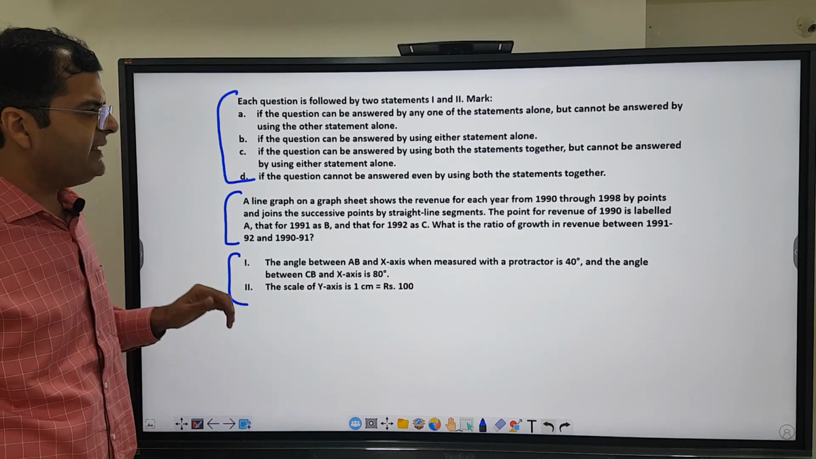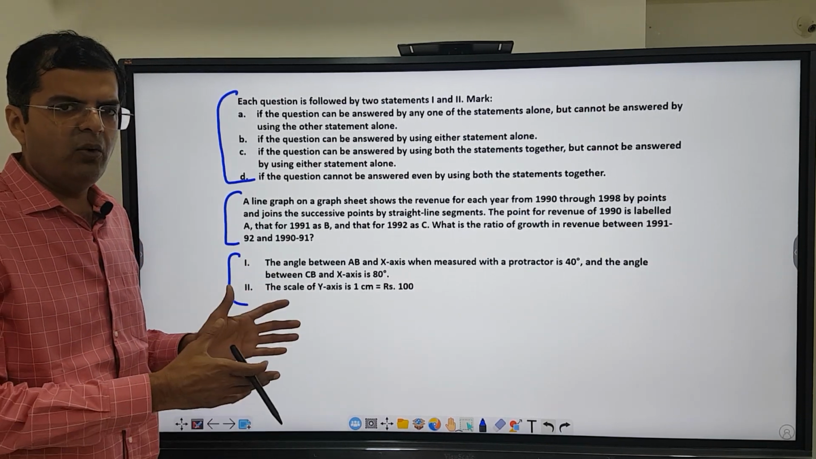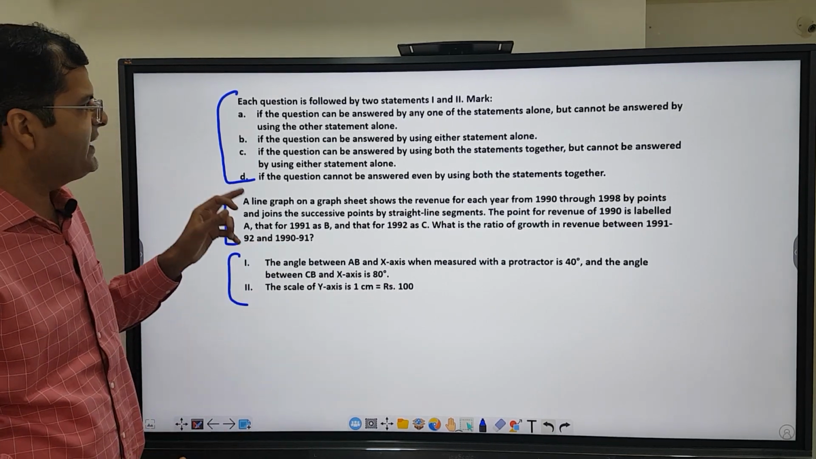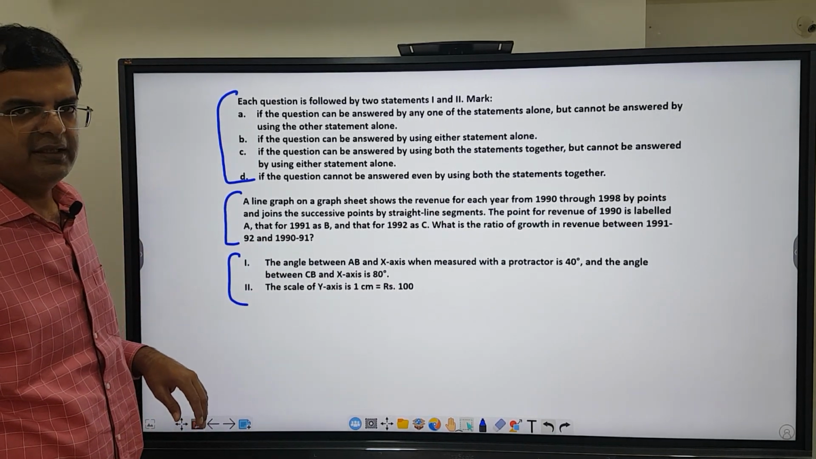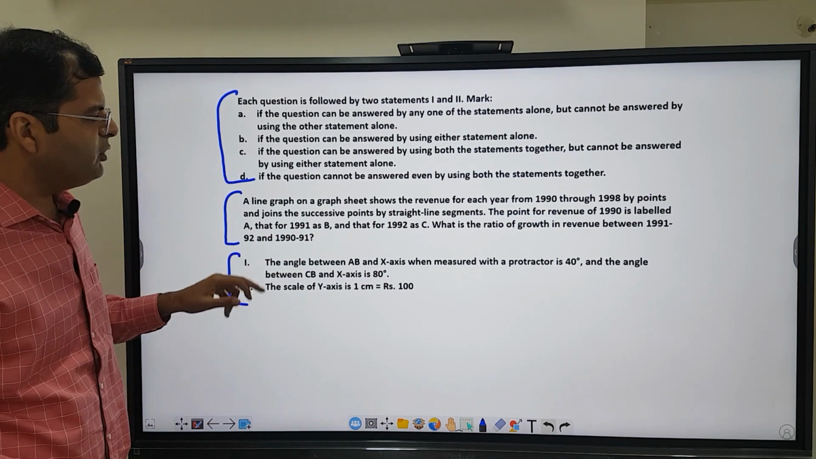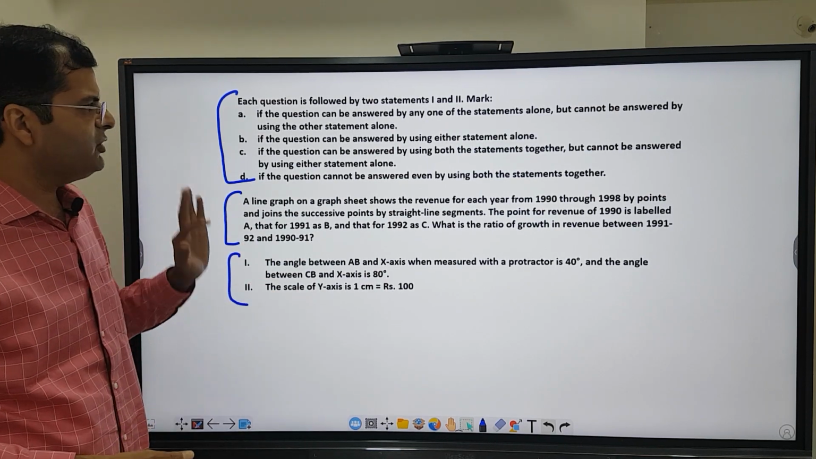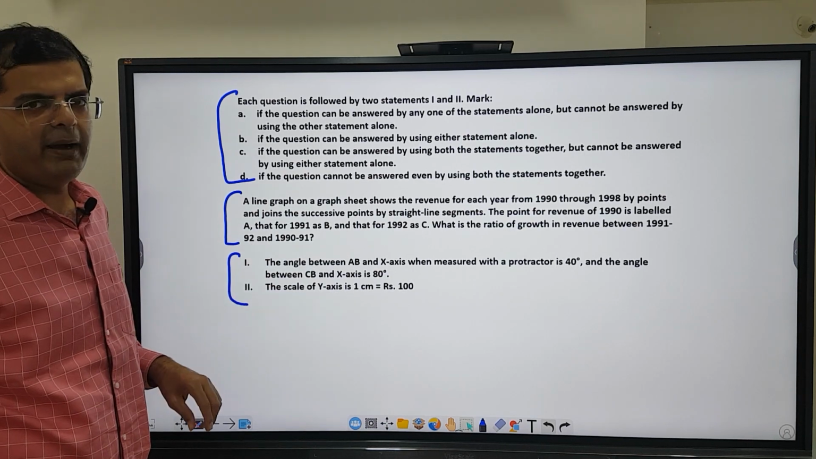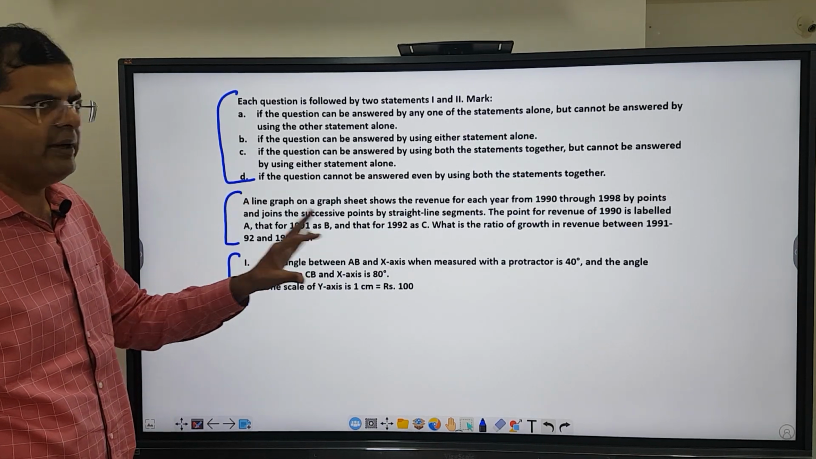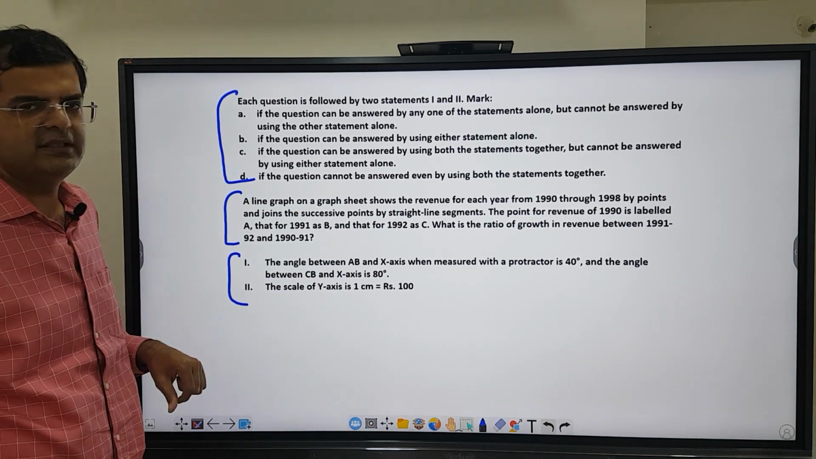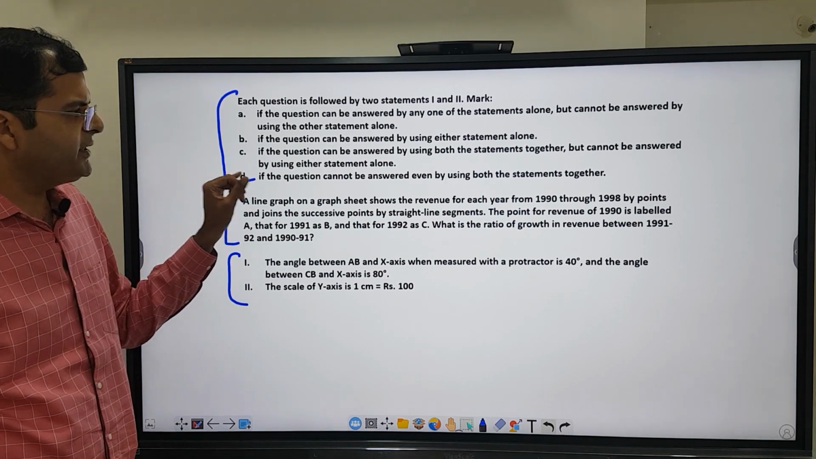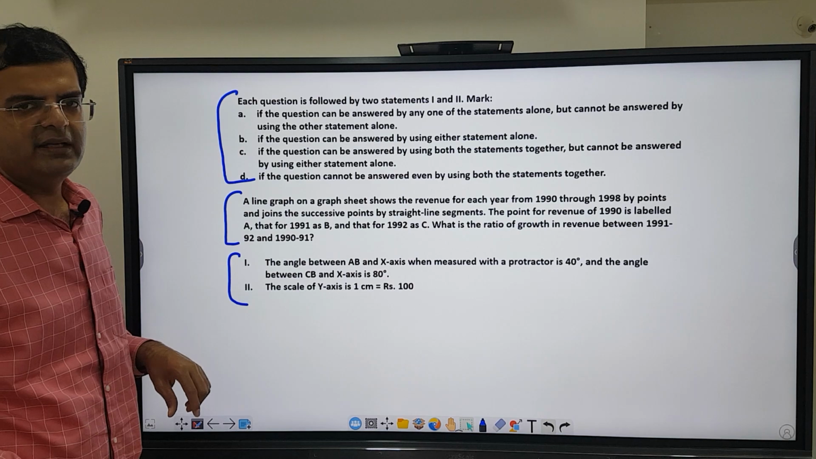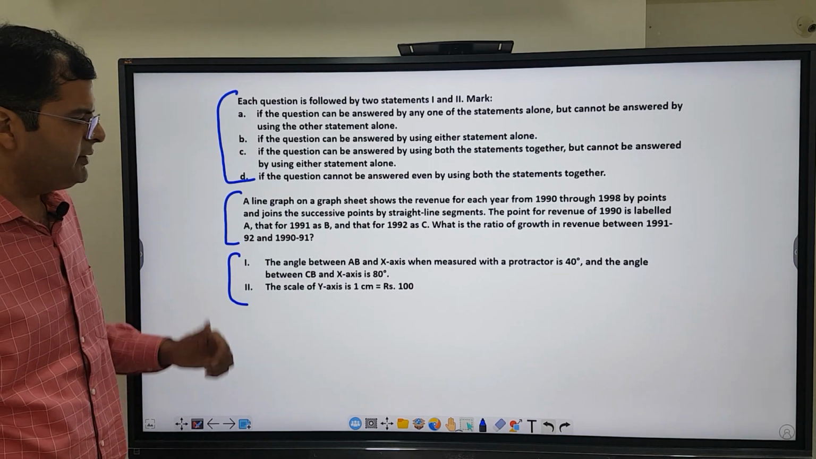You have to see whether one of the statements alone is able to give the answer but the other is not able to give. If that is the case, then answer option A is correct. In the second case, if both of them alone can give the answer, then answer option B is correct. In the third case, if you combine the data from the two and then are able to answer the question, then answer option C is correct. And answer option D is correct when even after combining the data from the two parts, you are not able to answer the question.